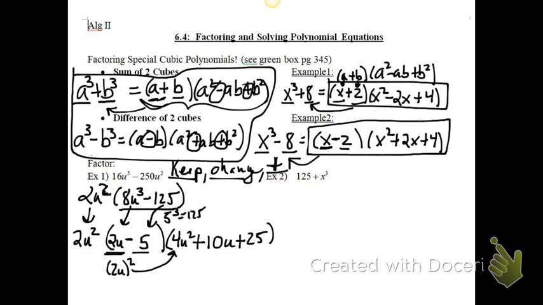Guys, that is factored. Here's the factorization. 2u squared times 2u minus 5 times 4u squared plus 10u plus 25. And we're all finished. Let's do one more example.